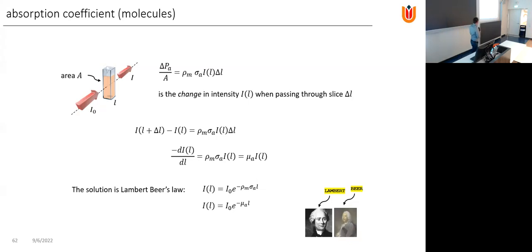The solution is an exponential, and the solution, probably referred to before, is called Lambert-Beer's law. So the intensity traveling through the cuvette as a function of L is given by I0, the incident intensity, and then an exponential decay with the absorption coefficient as the decay factor. It's called the law of Lambert-Beer after two contributors: Lambert, the French physician, and Beer, the German one. A European collaboration.